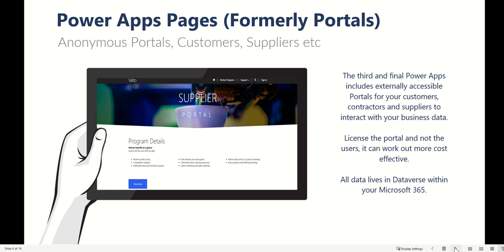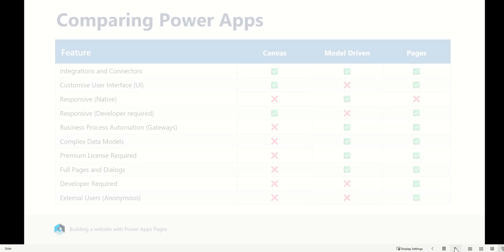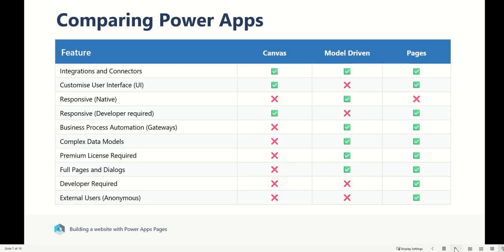So say, for example, if you had a membership portal and you wanted your admin team to be managing those actual members, they wouldn't be doing it through the actual website. They'd be doing it through an app in the background, which could either be a model-driven app or a Canvas app.